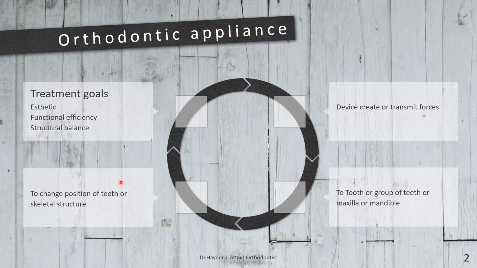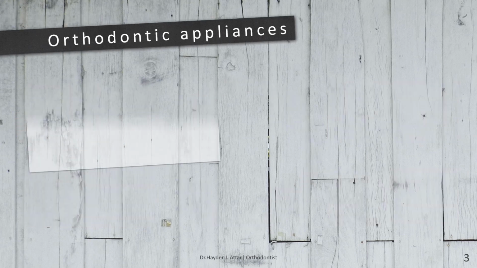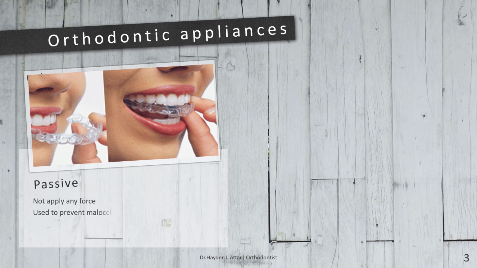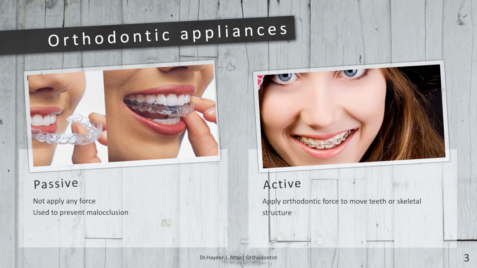And also the orthodontic appliance produces the orthodontic force to produce skeletal changes in the skeletal pattern, which are class 2 or class 3, to provide the treatment goals, which are the aesthetic, functional efficiency, and structural balance. The orthodontic appliances are divided by the activity of the appliance into passive orthodontic appliance and active orthodontic appliance.